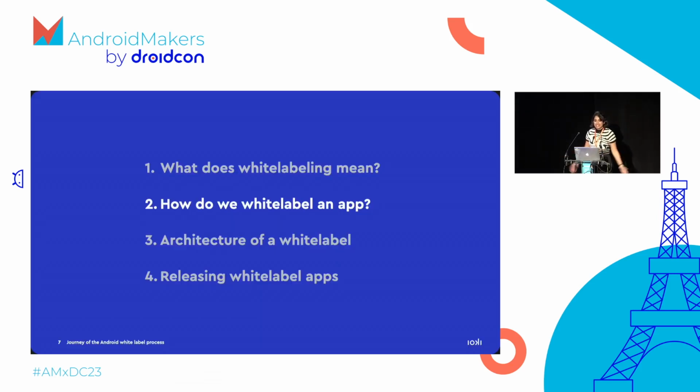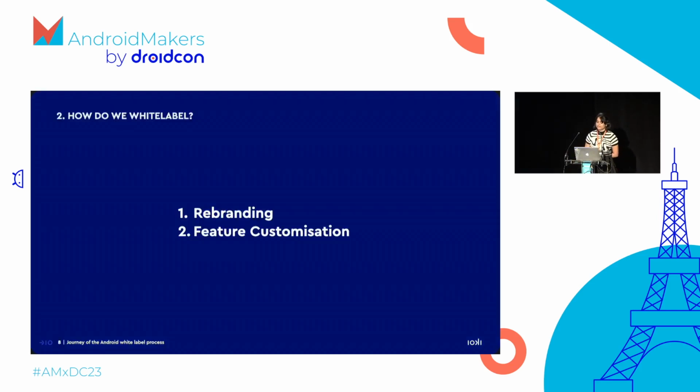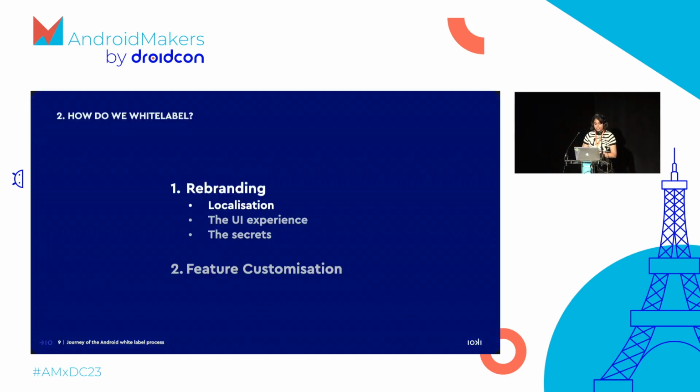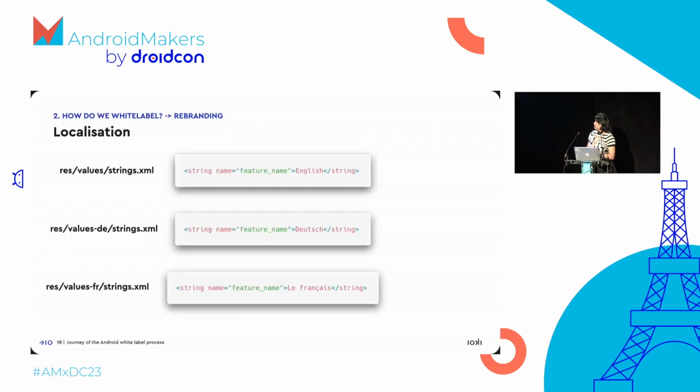Okay, so how do we white label an app now? There are two things, like I said, rebranding and feature customization. So we'll tackle that soon enough, but let's start with rebranding, which is comparatively straightforward. So first thing we have is localization. What does this mean? We want the customer to have the language that they have in their particular region. The idea here is to override. That's usually the solution.